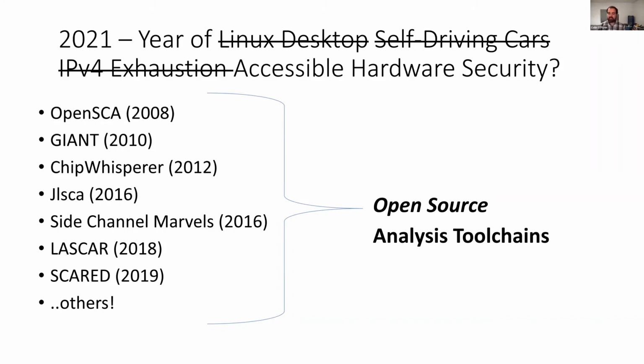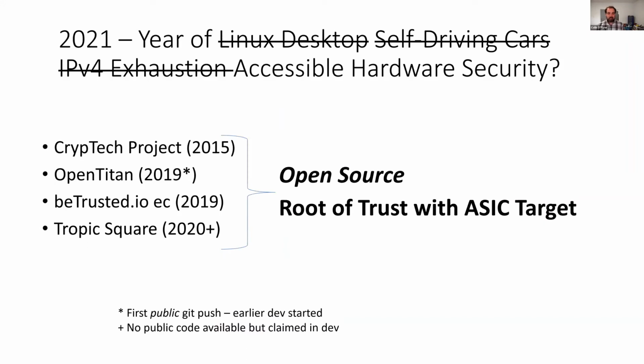So it's pretty amazing to see these open source tool chains that are highly accessible, I would argue. Many of them, if you look at Scared by Eshard, JLSCA, I don't know how to pronounce that, sorry, Jasper by Riscure, there's great documentation and demos that go along with that too. So it's very accessible. But what's newer is that there are also these open source roots of trust.